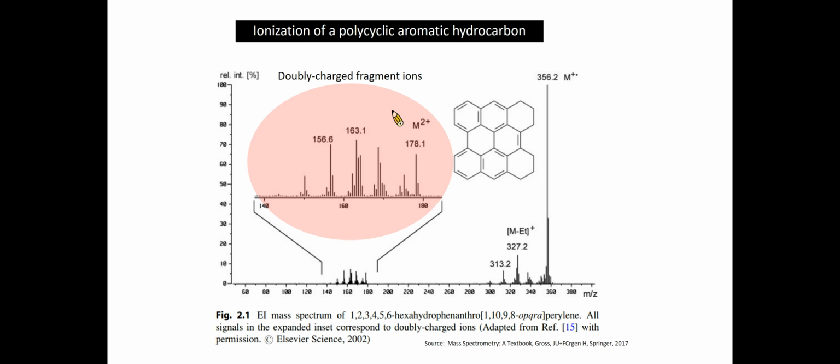The EI mass spectrum of the anthracene derivative shows a series of comparatively intense doubly charged ions, the one at 178 being the doubly charged molecule ion. The others represent the doubly charged fragment ions. The occurrence of doubly charged ions of moderate abundance is quite common in the mass spectra of polycyclic aromatic hydrocarbons.